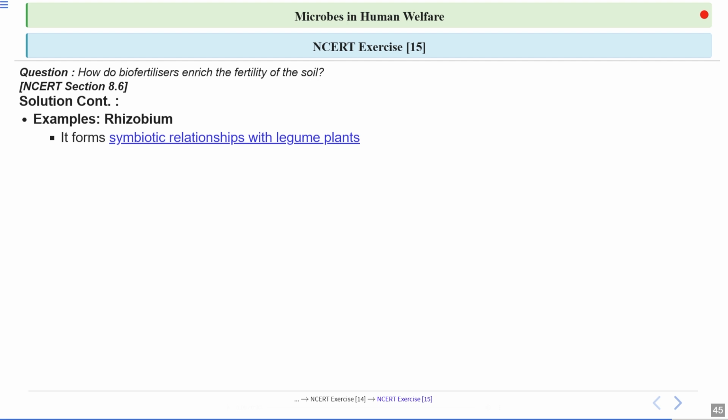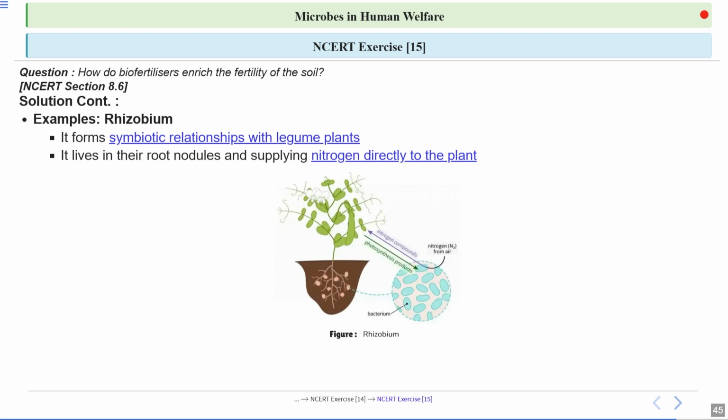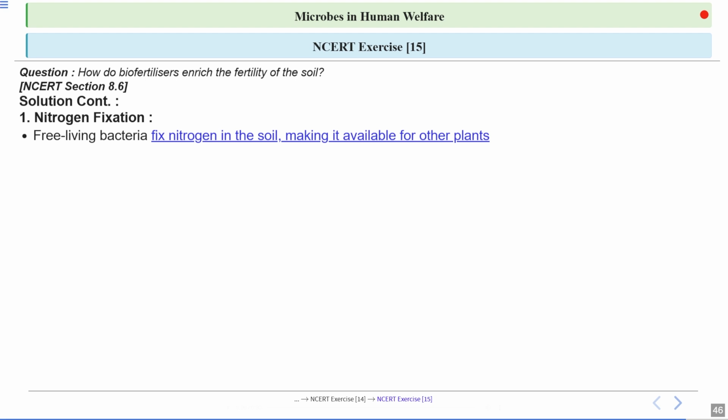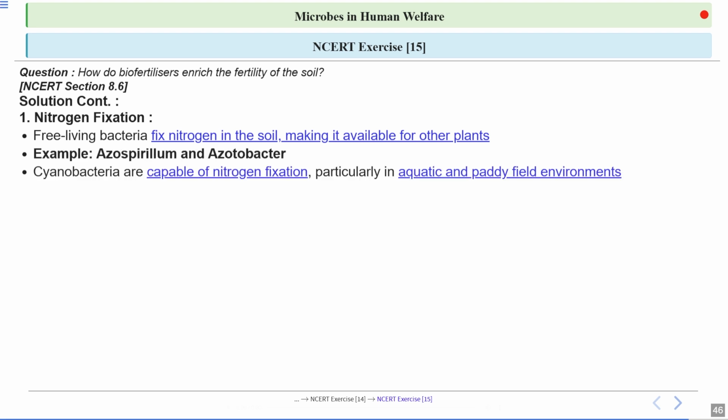It forms a symbiotic relationship with the legume plants. It lives in their root nodules and supplies nitrogen directly to the plant. This is an image showing Rhizobium, which is living in the root nodules of the leguminous plant. Now bacteria can be free living also. These free living bacteria can also fix atmospheric nitrogen, making nitrogen available for the plants. Examples are Azospirillum and Azotobacter.